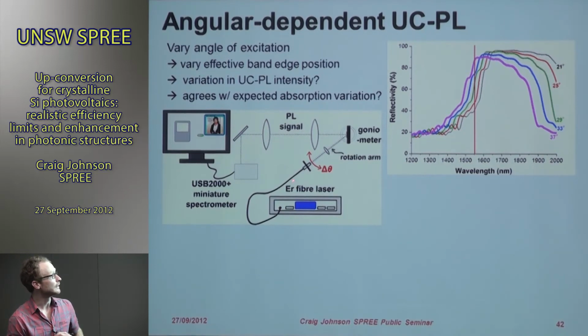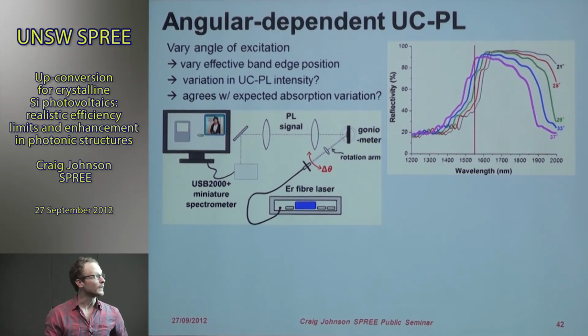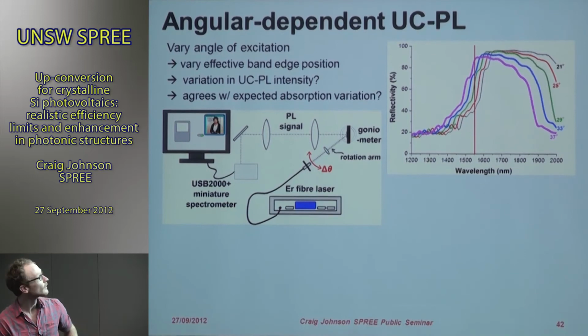There's a laser on a rotation arm pointing at a fixed sample position on a goniometer, so we can measure the incident angle. And we collect PL normal to the sample in all cases. It goes into a little mini spectrometer, and it's all handled by the computer over here.